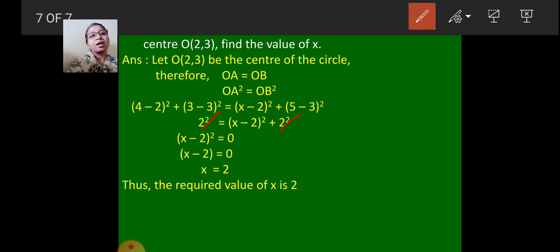Understood? So children, I hope you have understood all these examples. These are all examples which are asked in previous exams. Okay, so we will see some more examples on a different concept.